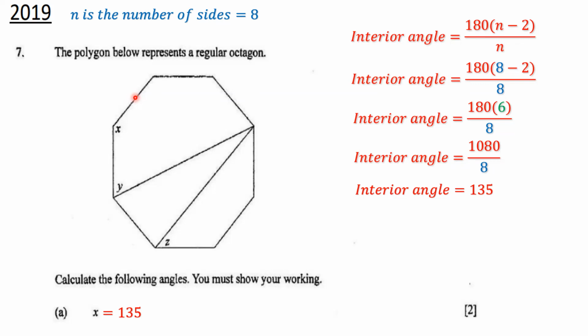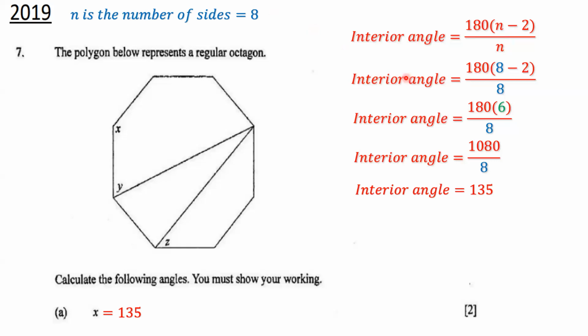Okay, so we need to figure out what is x. Now, if we look carefully, x is going to be the interior angle of this octagon. And how are we going to figure out what is the value of an interior angle? Well, we use the formula that we have been using. The formula states that if you want to find the interior angle of a regular polygon, you're going to take 180, multiply that by n minus 2 all over n, where n equals the number of sides, and n, the number of sides in this case, is going to be 8.